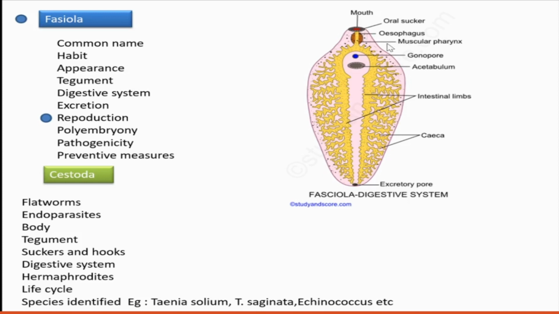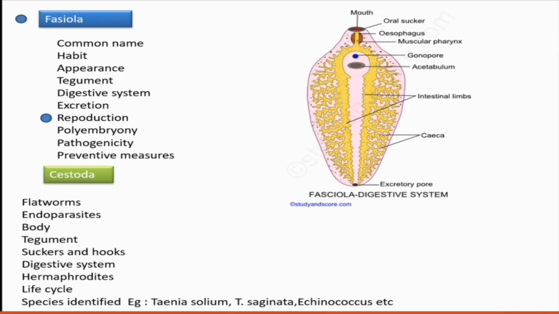On the other side, there is another sucker, which is not shown here itself, but we need to understand that it is present on the other side. It is the ventral sucker, otherwise called the acetabulum. It is bigger in size than the anterior sucker. Between the two suckers and close to the posterior sucker, the genital pore or gonopore is present.